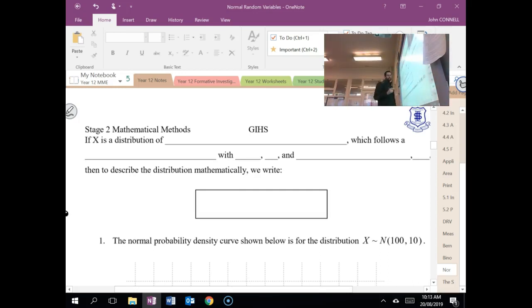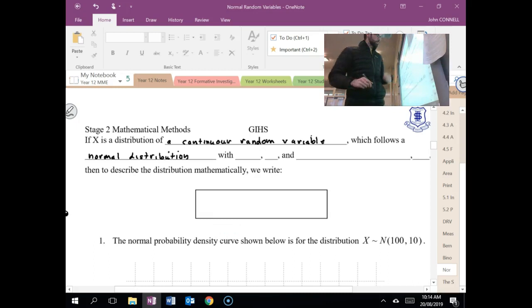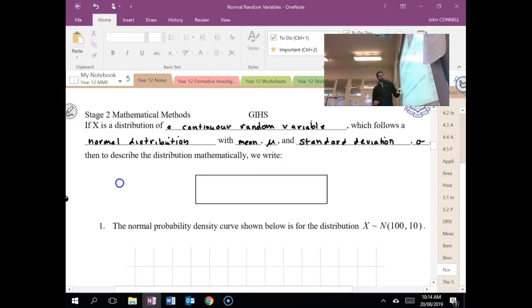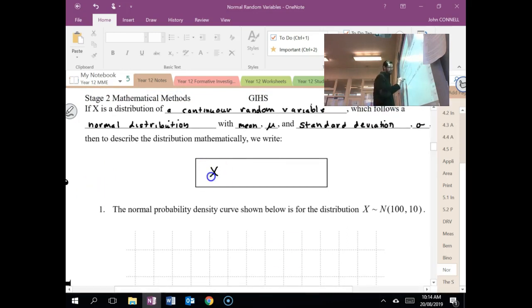So, if x is a distribution of a continuous random variable which follows a normal distribution with a mean of mu and a standard deviation of sigma, then to emphasize what we've just said mathematically, we write x tilde N(mu, sigma). It's like when we were doing the binomial.